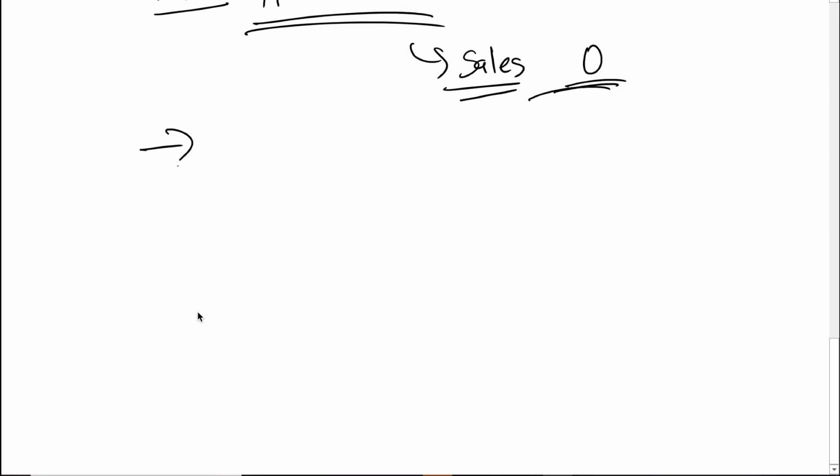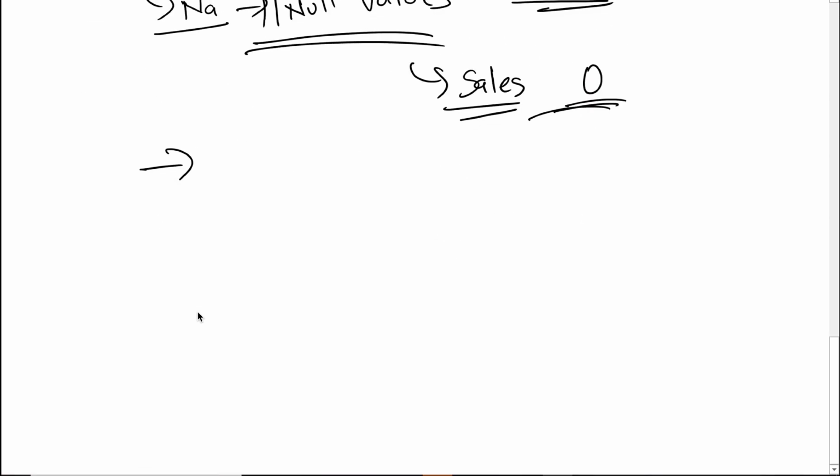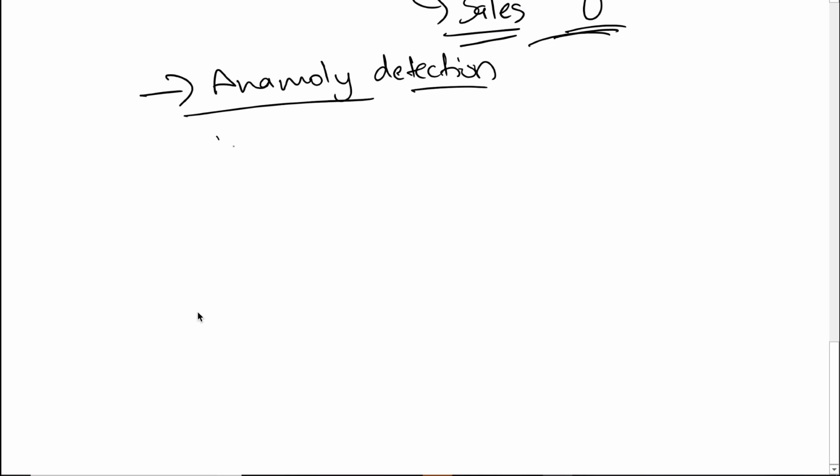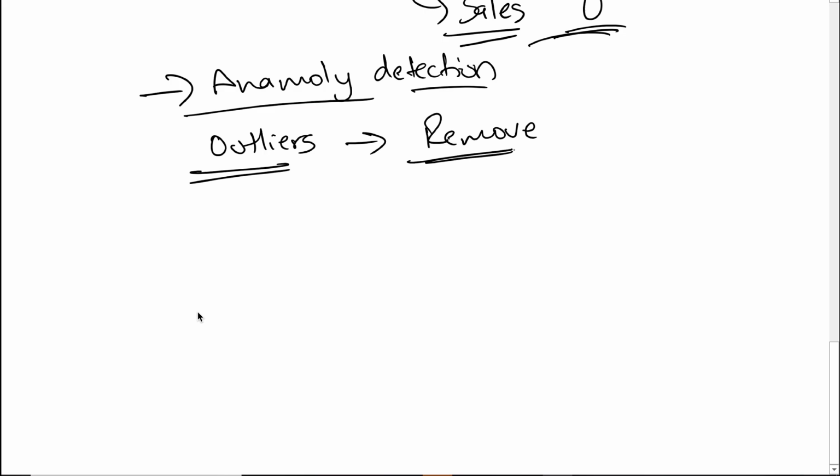Another type of noise that you may find, another type of data cleaning that you may want to do with your data, is known as anomaly detection. Now what do I mean by anomaly detection? Basically you're looking for any outliers in the data set, and if there are any outliers, you remove them from the data set, because if we have outliers, the modeling may not show fair results.